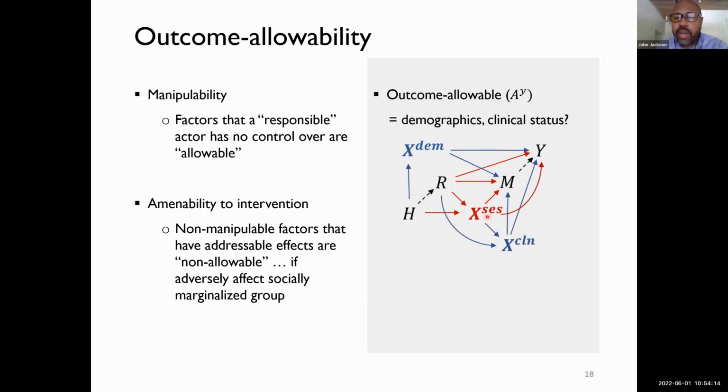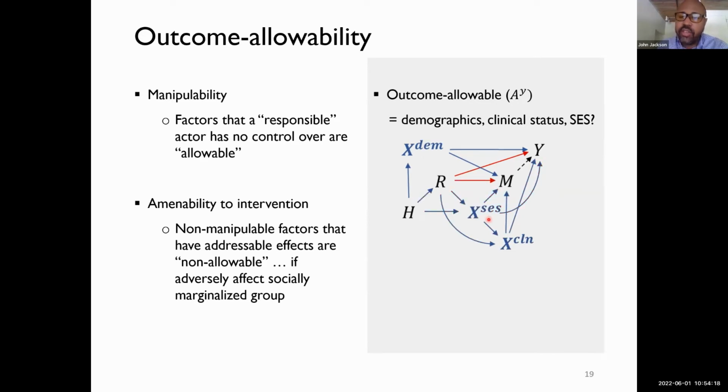So I already talked about clinical SES and clinical status. Essentially these do disadvantage racial and ethnic minorities, and so are therefore part of disparity.